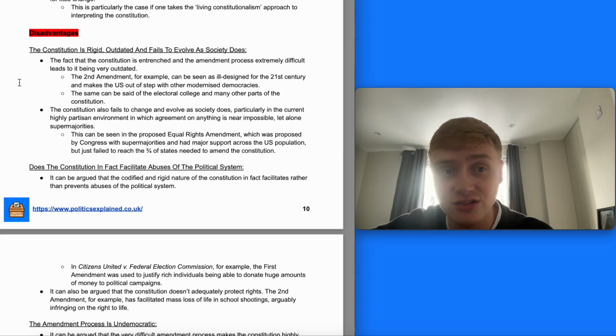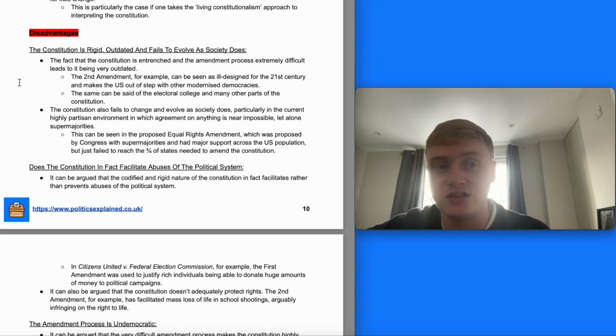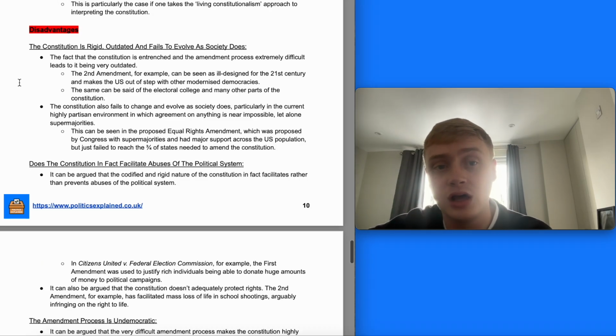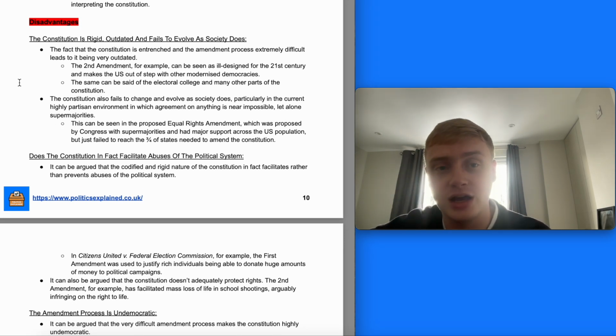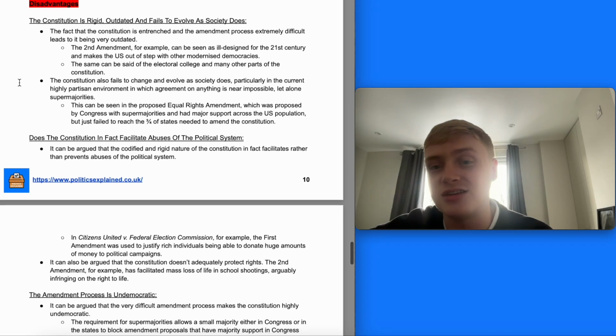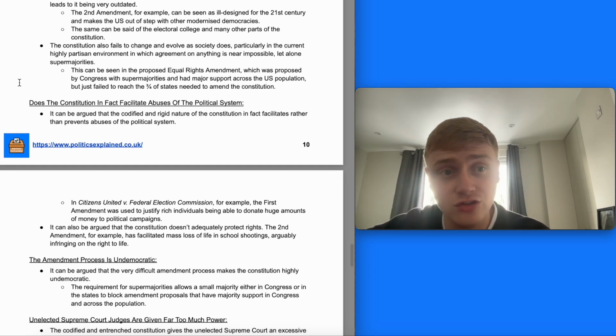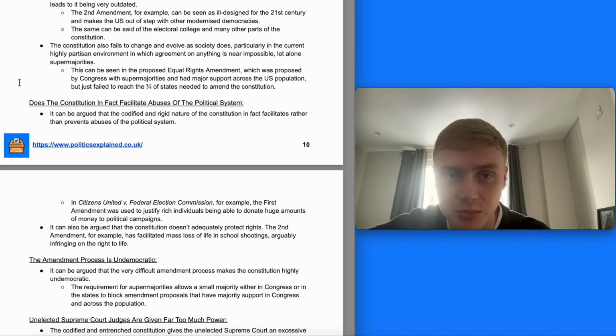In terms of disadvantages, it can be argued that the Constitution is rigid, outdated, and fails to evolve as society does. The fact that the Constitution is entrenched and the amendment process extremely difficult leads to it being very outdated. The Second Amendment, for example, can be seen as ill-designed for the 21st century and makes the US out of step with other modernised democracies. The same can be said of the Electoral College and many other parts of the Constitution. The Constitution also fails to change and evolve as society does, particularly in the current highly partisan environment in which agreement on anything is near impossible, let alone the supermajorities needed to pass a constitutional amendment.